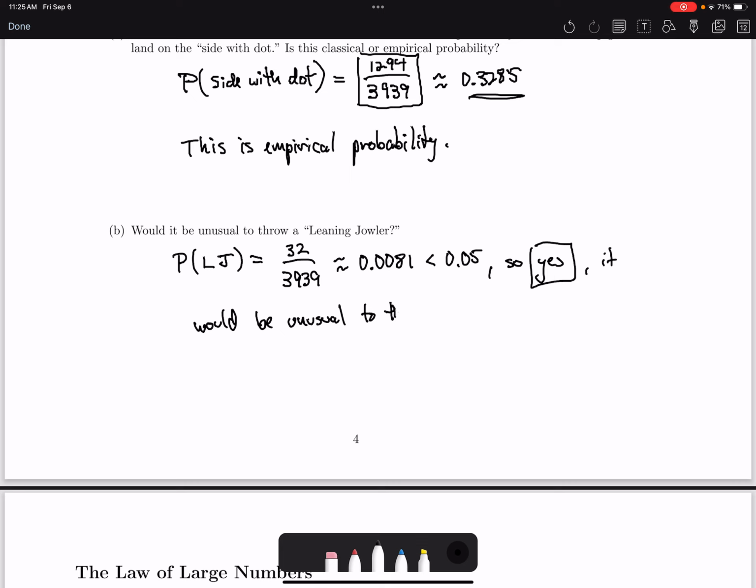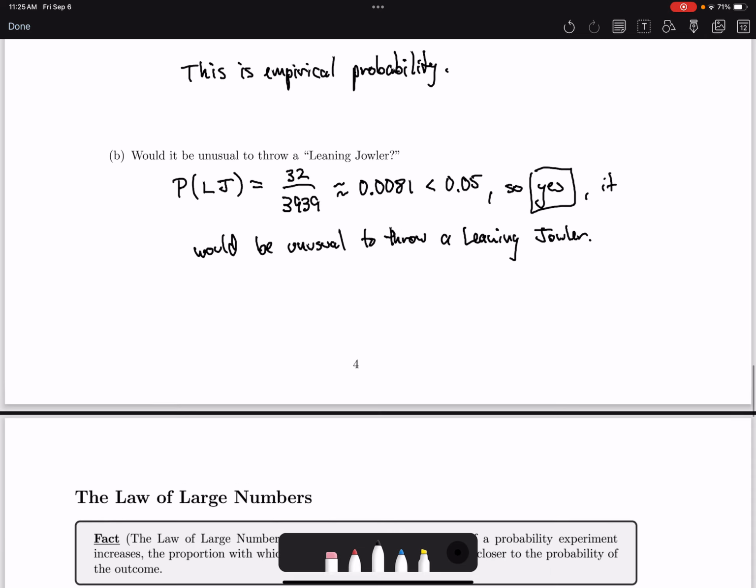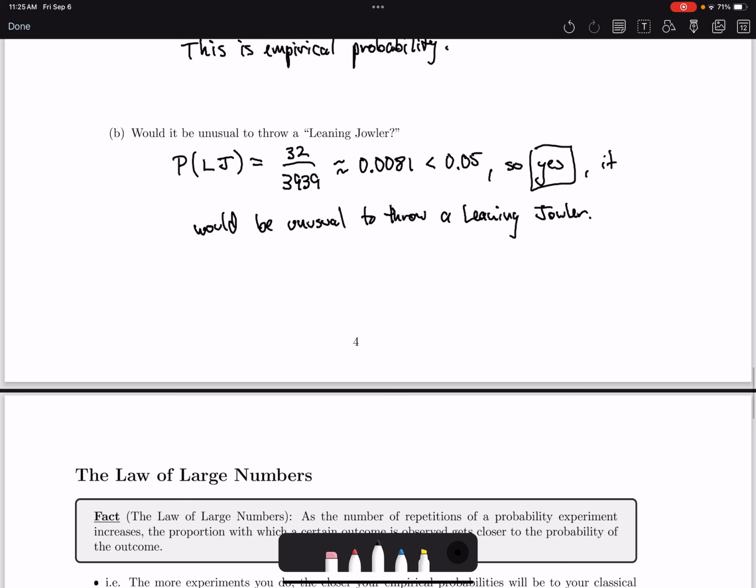To throw a leaning jowler. So probably that outcome gets more points in the game. I don't know. I've never played the game. But probably it gets more points because it's so unusual for you to throw a leaning jowler. It happens less than 1% of the time, right? It happens like 0.8% of the time. Okay.